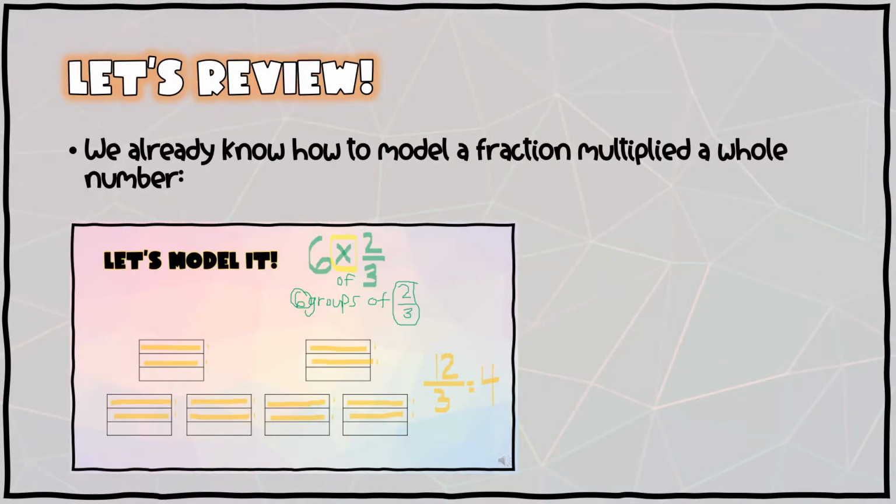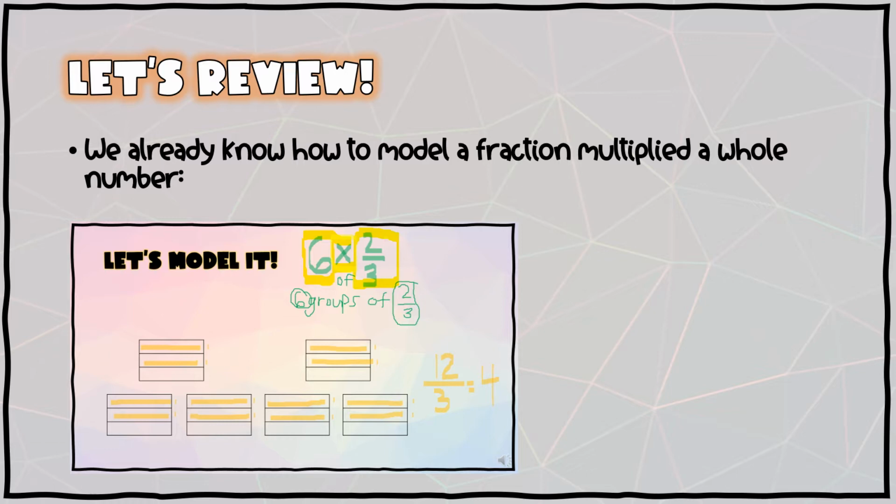So just as a review, in the last video that we watched, we already know how to model a fraction multiplied by a whole number, and I took a snip and put that slide from the last video in here, and we're going to review that together. So we see that we have 6 times 2/3. This 6 right here is the whole number, and the 2/3 is my fraction. And this multiplication symbol that we see, whenever you say "of," you're also saying multiplying in math. So we're thinking of it as 6 groups of 2/3.